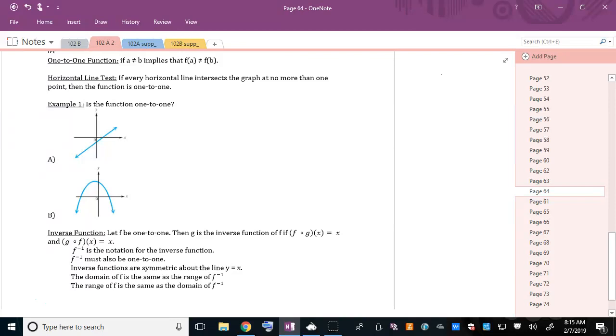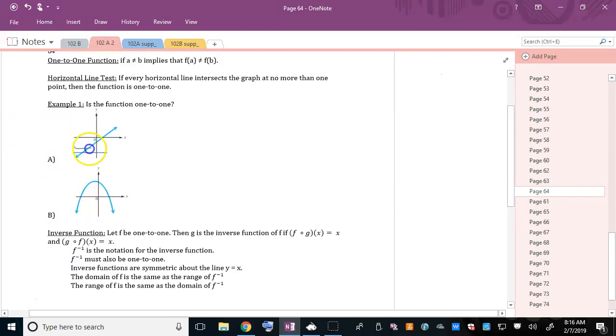It says if A is not equal to B, implies that f of A is not equal to f of B. Since that's a little hard to wrap our minds around, we usually use the horizontal line test. If you remember the vertical line test from much earlier in the semester, this will sound similar. So if every horizontal line intersects that graph no more than one point, then the function is one-to-one.